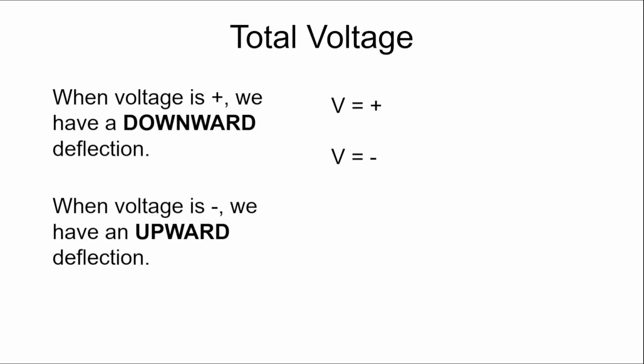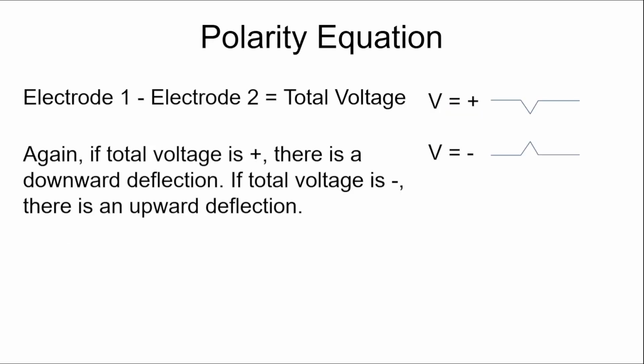So when voltage is positive, we expect a downward deflection. When voltage is negative, we have an upward deflection. In order to solve any polarity problem, we really only need to know one simple equation. That is, electrode 1 subtract electrode 2 is equal to the total voltage. As we described before, if the total voltage is positive, we have a downward deflection, and if the total voltage is negative, we have an upward deflection. So let's go to the whiteboard and work out some practice problems.